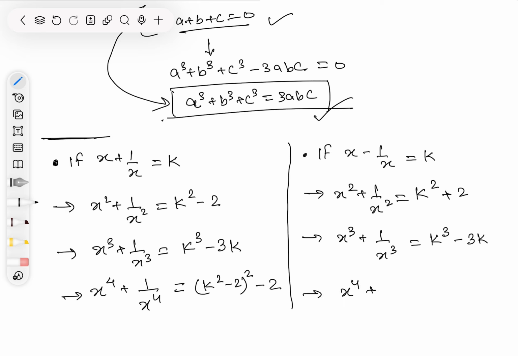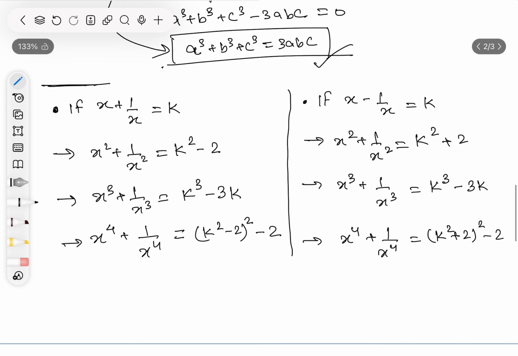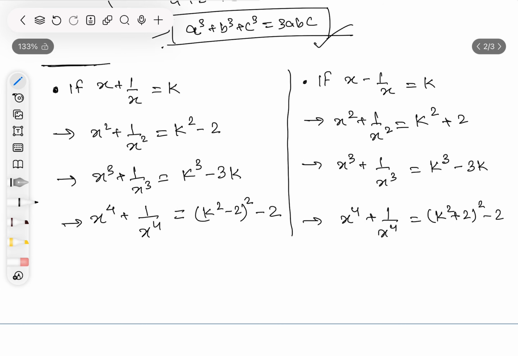x to the power 4 plus 1 by x to the power 4 can be written as (k square minus 2) whole square minus 2. So this is something that you will get as a result. Now we are getting this when we need x square plus 1 by x square or x cube plus 1 by x cube. But let's say we are already given x square plus 1 by x square, but we need to find x plus 1 by x. What in that case?